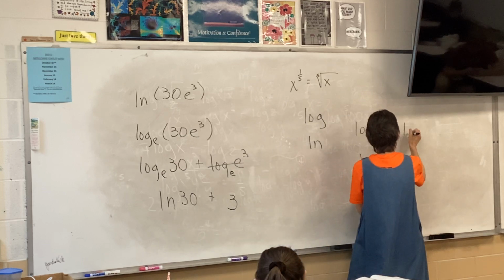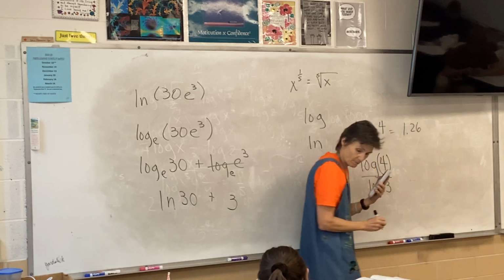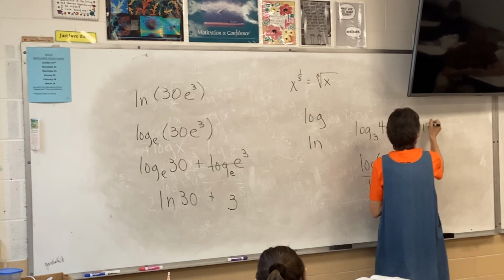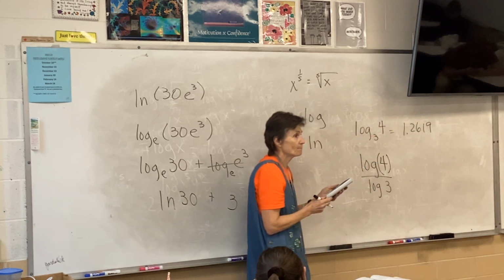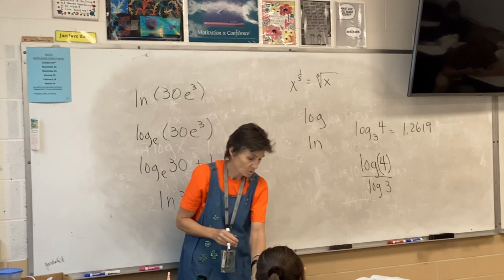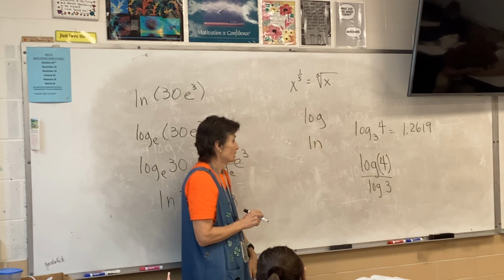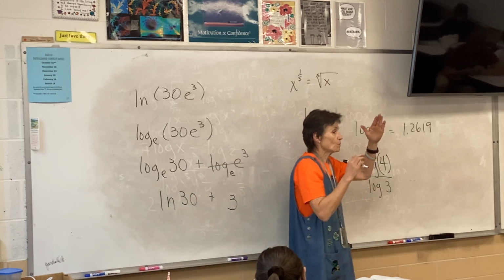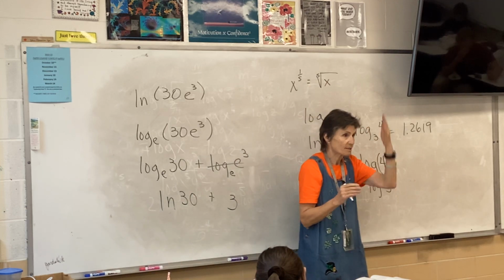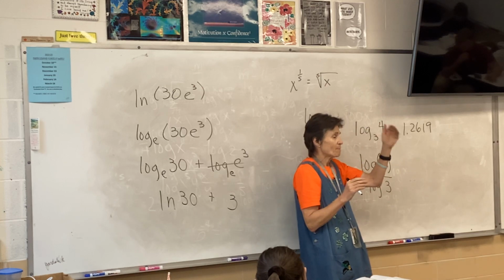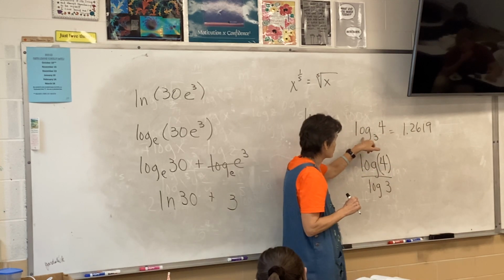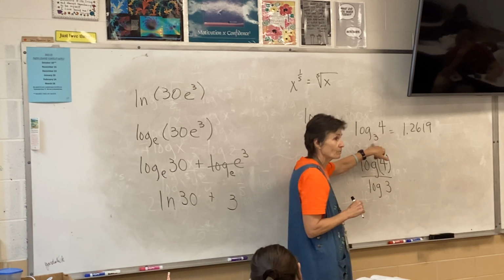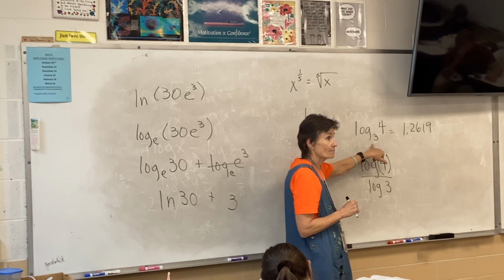You should have gotten 1.26, how am I rounding? 10,000, 1.2619? Did you get that? Yep, 1.2619, perfect. So if your problem is base 10, you just type it in. But if it's base 3, you have to change it by taking the log of that over the log of that.